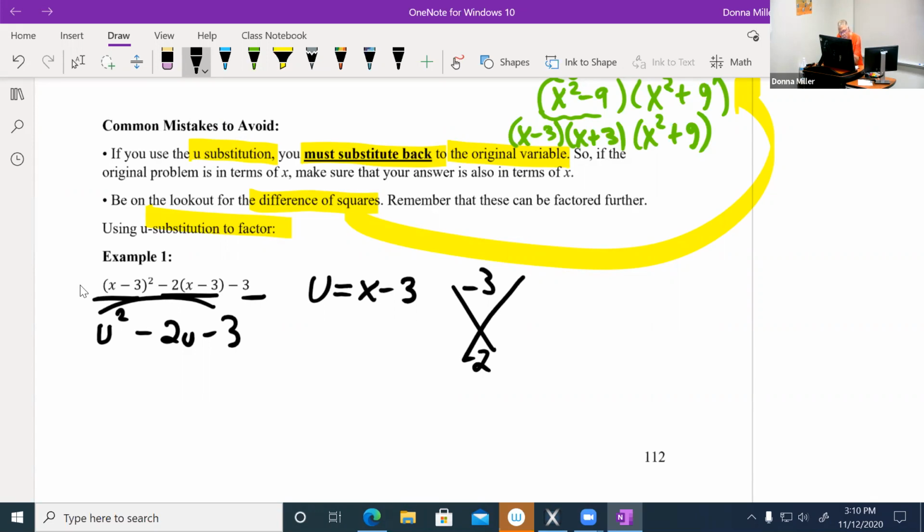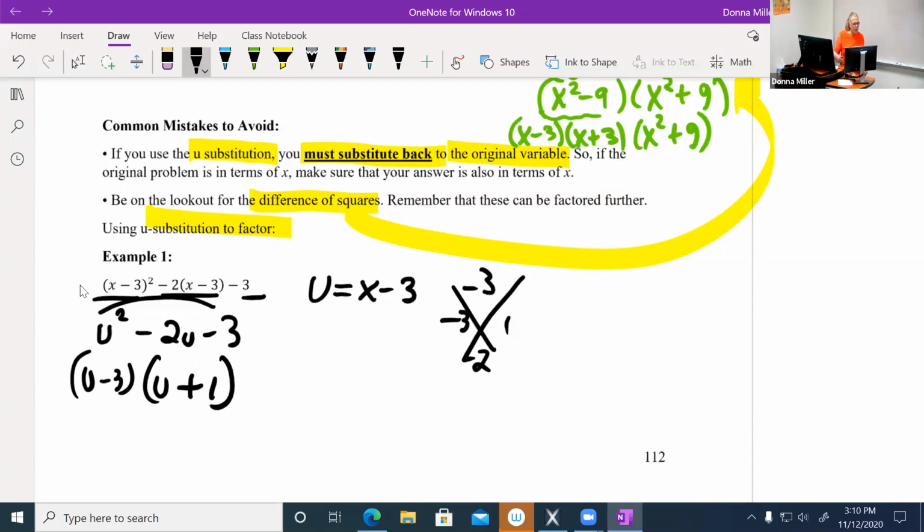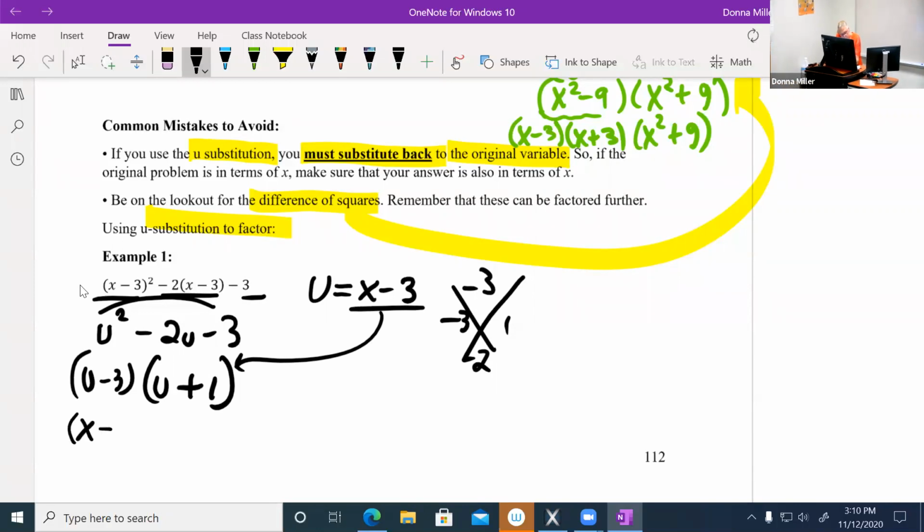-3 and 1. Okay, good. So remember, I just split the u up. So u minus 3 and u plus 1. So I factored it. Now my last step is, once I have it in terms of u, I've got to go back to x. Well, I know what u is. U is x minus 3. So I'm going to put that back into my expression. All right. So u is x minus 3. So it's x minus 3 minus 3 and x minus 3 plus 1.